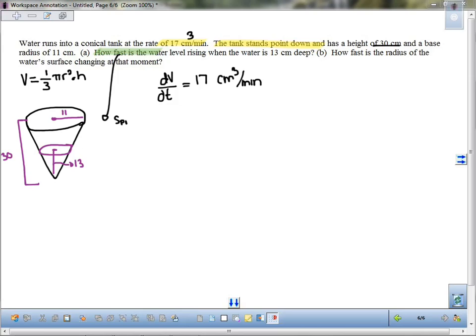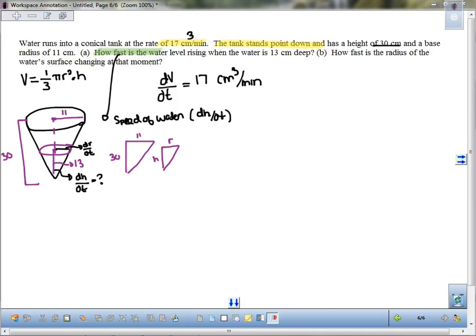I'm going to write the volume. In order to do that, I need to get rid of one of the variables. Since I need to solve for dh/dt, I'm going to get rid of r, because the volume also depends on r and it's also moving. The radius and the height are both changing on the tank, so I need to get rid of one of these. I'm going to get rid of r using similar triangles.